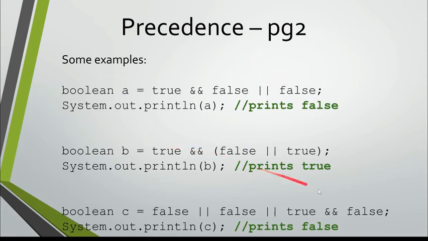Let's look at the last one. Remember that we have to evaluate the and first. So true and false results in a false. Now we go from left to right. So false or false is false. Since this side of the or is false and this side of the or is false, the whole expression is false.